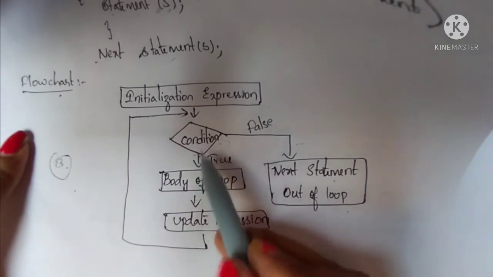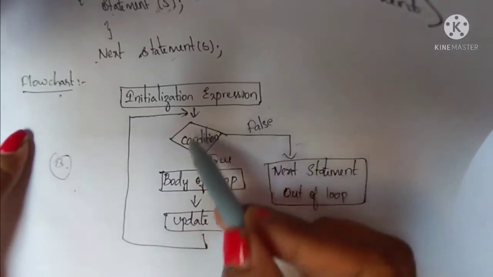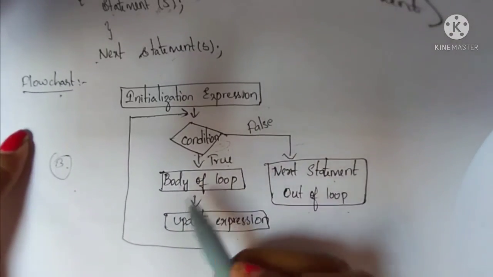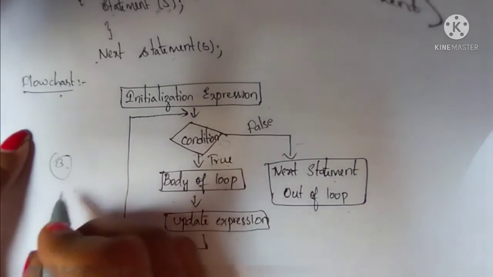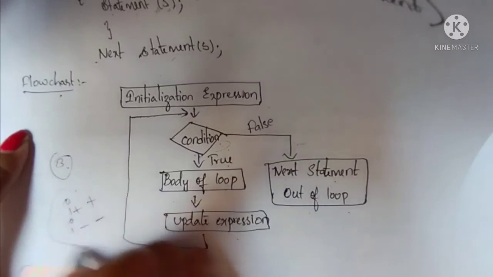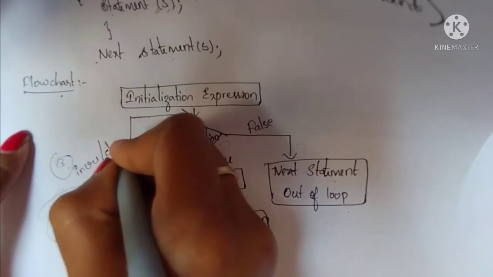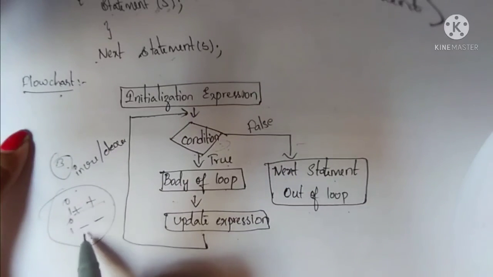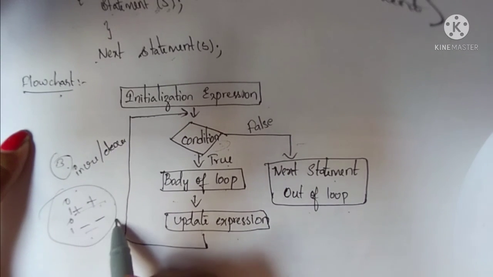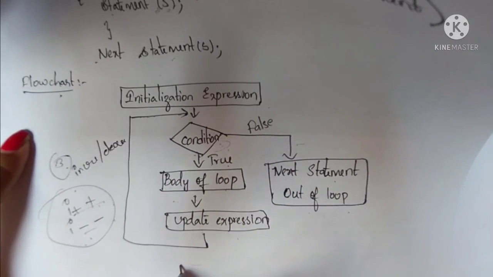After performing the initialization and the test condition, it will increment the value by i plus plus or i minus minus. These are the expressions we use for increment or decrement. Plus plus is the increment, minus minus is the decrement. So this is all the flow chart for the for loop.